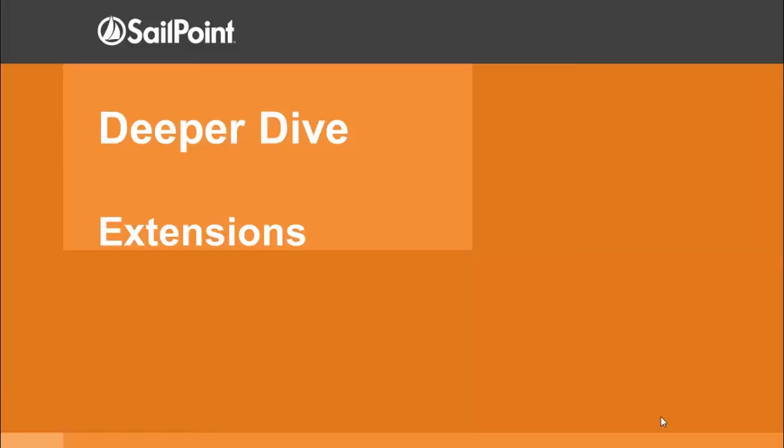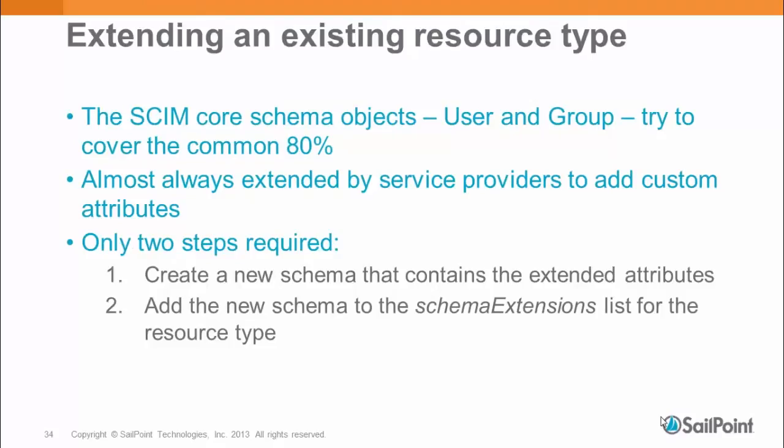Okay, so let's talk a little bit more about extensions and how you might go about using these. So there's two ways, like I've mentioned. You can either extend an existing resource type or you can create a brand new resource type. The first one we're going to talk about is extending an existing type.